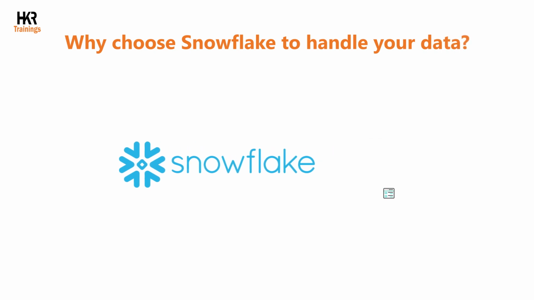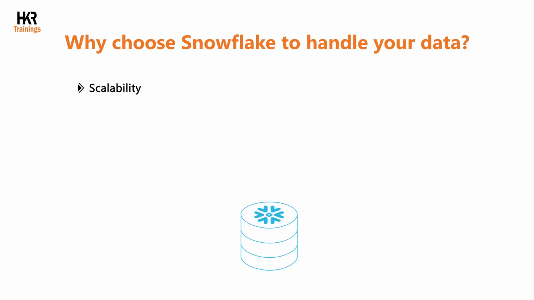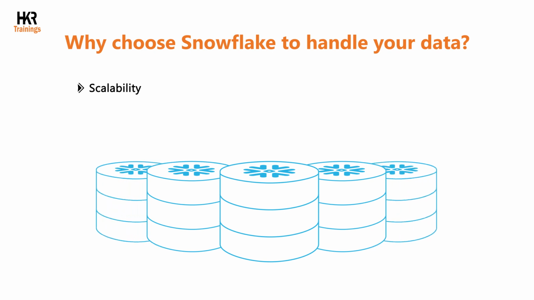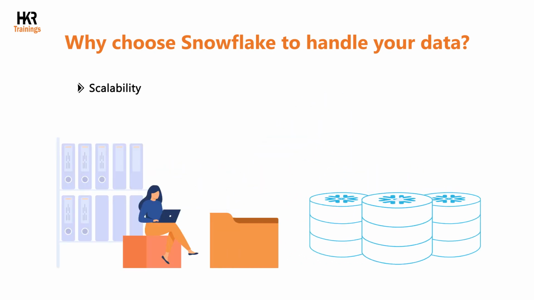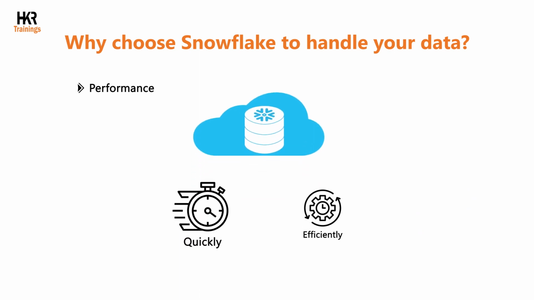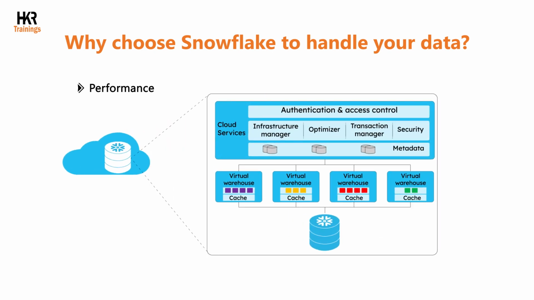There are several reasons why companies might choose Snowflake to handle their data. Some of them are: scalability. Snowflake's architecture is designed to handle massive amounts of data and is highly scalable. It can seamlessly scale up or down based on your data storage and processing needs. Performance. Snowflake's cloud-native architecture allows it to process data quickly and efficiently. It uses a unique multi-cluster architecture to ensure that queries run quickly and smoothly, even with large amounts of data.